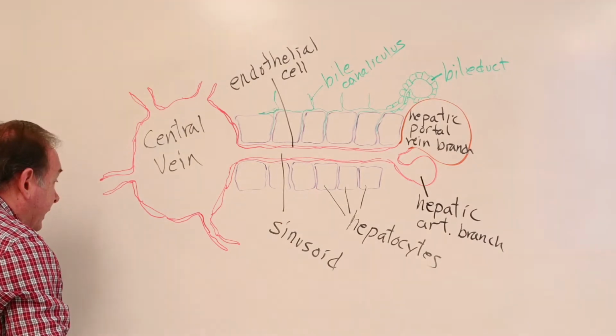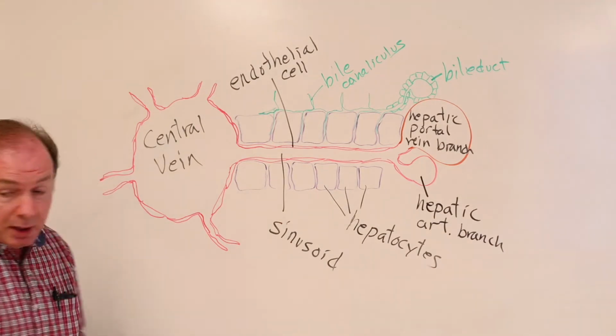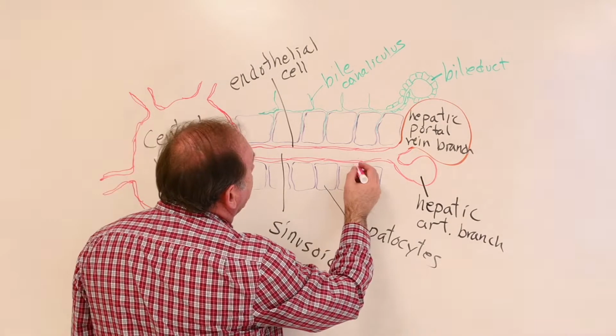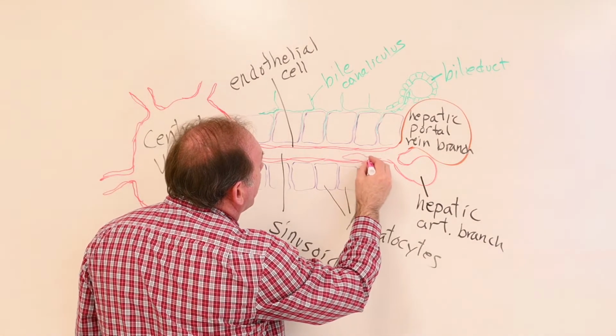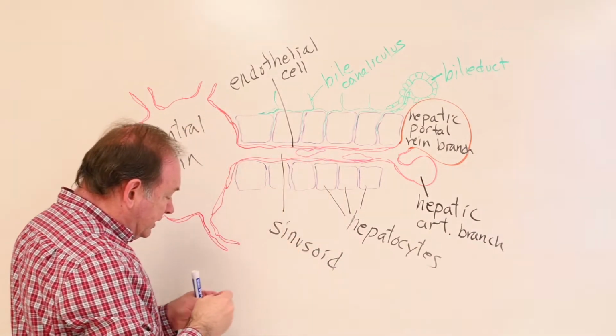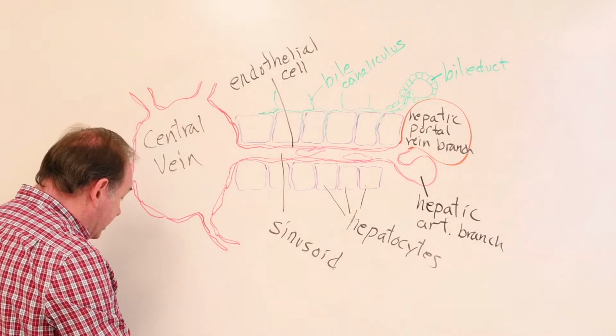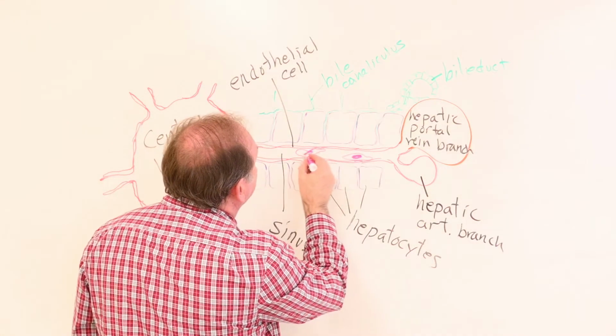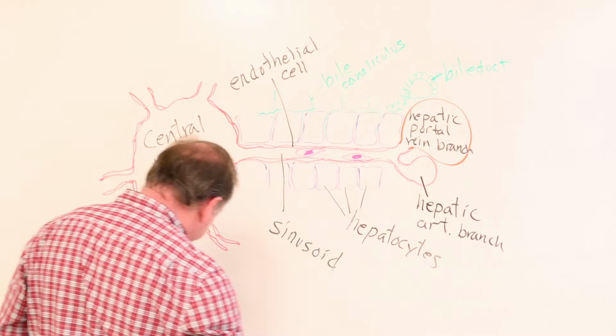Also in the liver we find another cell type, and I need another color for my other cell type. Don't have much to choose from here, but a cell type that's common along the walls and in the spaces of your sinusoids, that is a phagocytic cell. That means it's going to be engulfing foreign material. So these cells right here, these are called Kupffer cells.